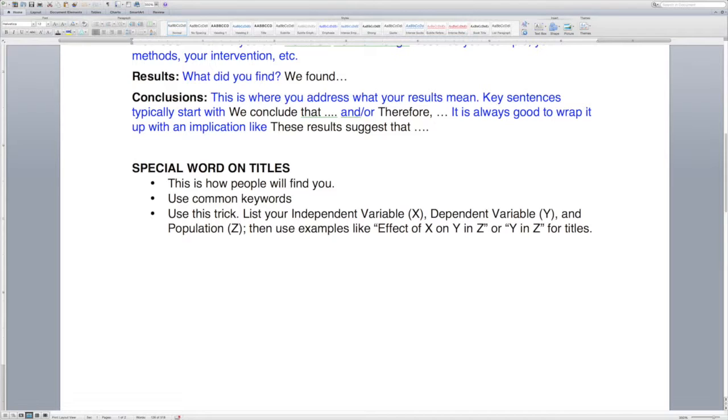Now, a special word on titles. This is how people will find you.